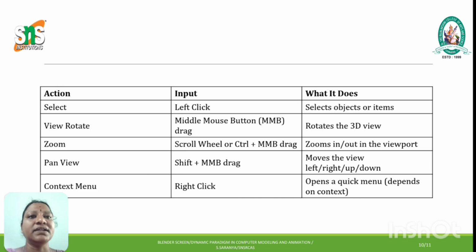The actions are select, rotate view, zoom, pan view and context menu. Input: left click to select; middle mouse button drag to rotate the view; scroll wheel or Control plus middle mouse button drag to zoom. Pan view is Shift plus middle mouse button drag. For the context menu, we can use a right click.